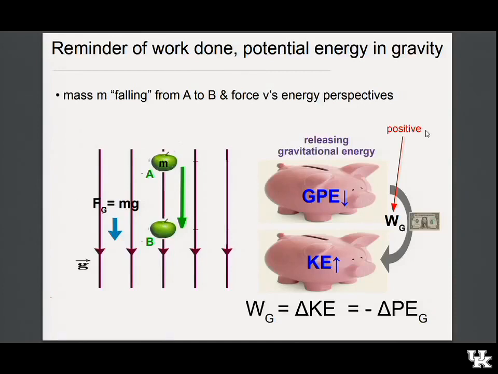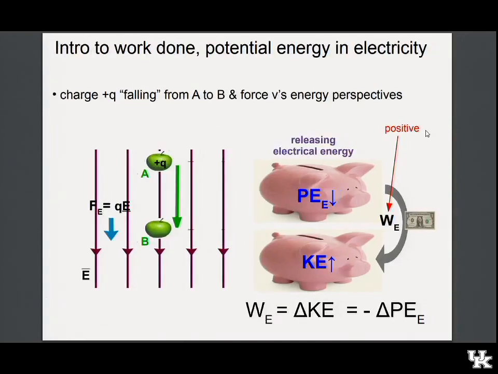So gravitational potential energy is lost, kinetic energy is gained, and that loss, that gain, is what we call the work done by the gravitational force. Now, we can think of electricity in exactly the same manner. So this is an analogous slide, now not for a massive apple falling under gravity, but for a charged apple falling under an electrical force.